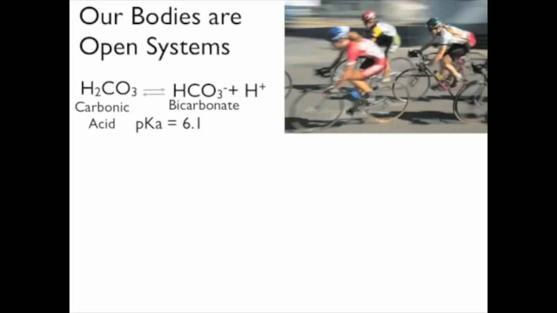You will recall that the carbonic acid bicarbonate buffering system has a pKa of 6.1, and this is the buffering system that we use in our blood. So why does this work so well? Well, one of the reasons is because, like other living things, our bodies represent open systems. Let's look at this a little more closely.